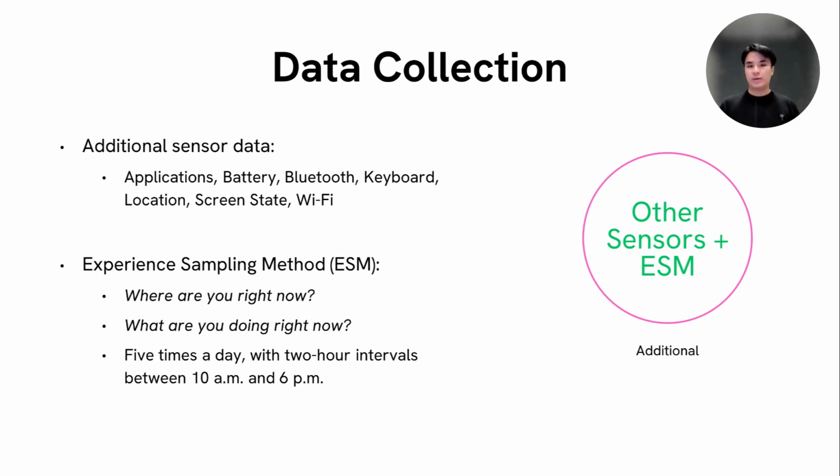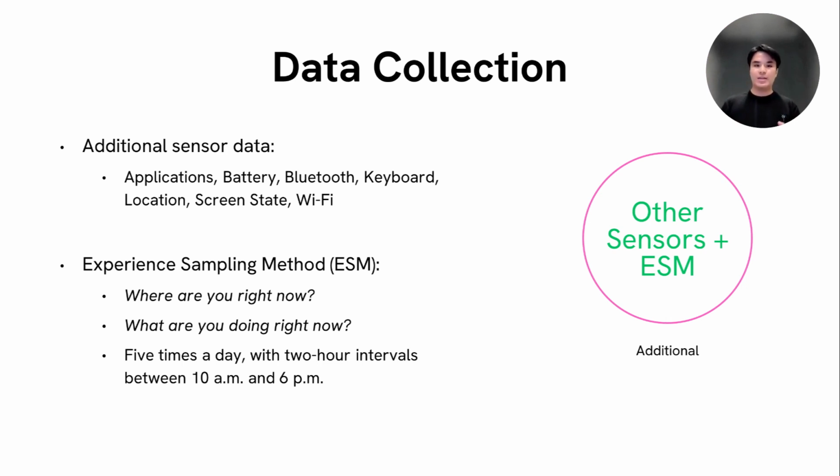In addition to screen text, we also captured data from other existing smartphone sensors, including applications, battery, Bluetooth, keyboard, location, screen stay, and Wi-Fi. We collected the sensor data to see how our screen text sensor integrates with current mobile sensing techniques. We gauged participants' perception of their activities using ESM, which captures real-time self-report data on behavior, thoughts, and feelings via brief daily surveys.